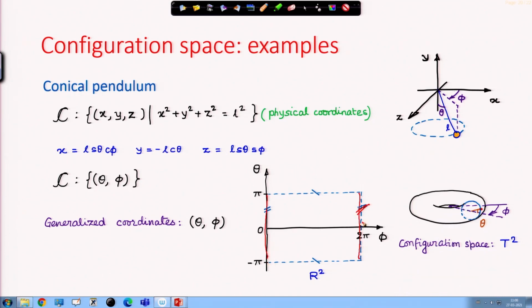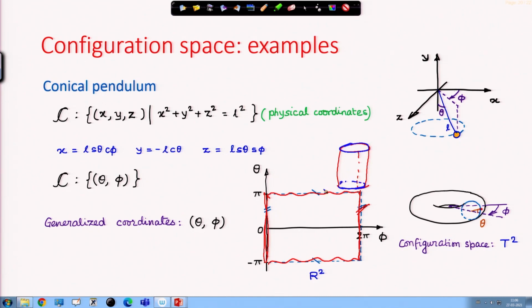Therefore, I can roll it to form a cylinder. In the first instant, I can roll it to form a cylinder. There will be a joining point, because this side and this side, these two sides are same. I have rolled this thing to form this cylinder, and this side and this side are also the same. Theta equal to minus pi and theta equal to pi are also same. Therefore, this side and this side, they are also identified.